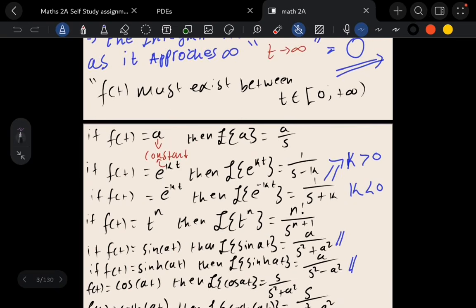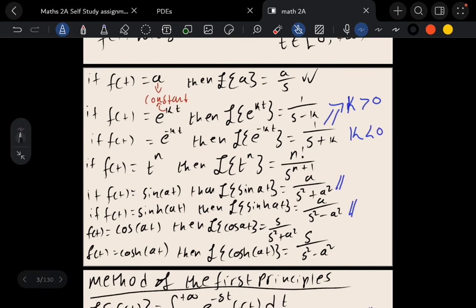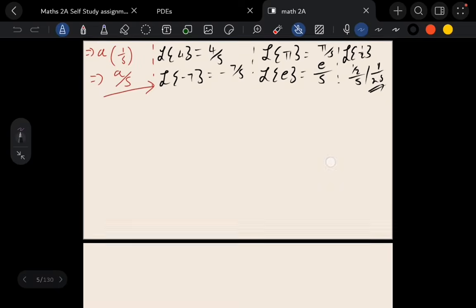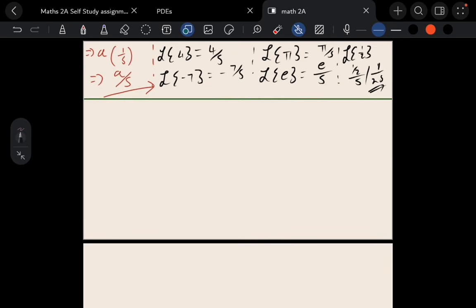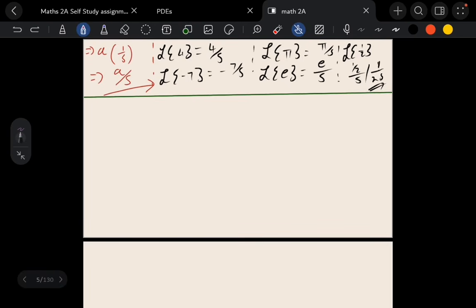So we have proved that the Laplace transform of any constant is given by that. Now we are going to prove that the Laplace transform of e to the power kt is that. Your homework will be proving this one. So, what is the Laplace transform of e to the power kt?